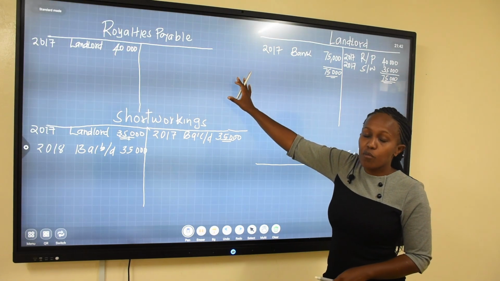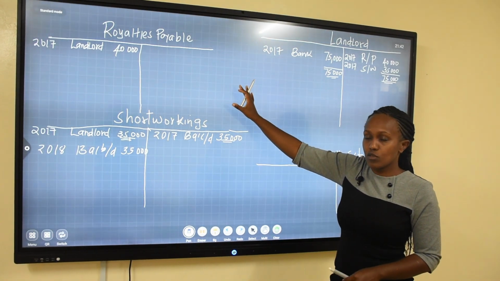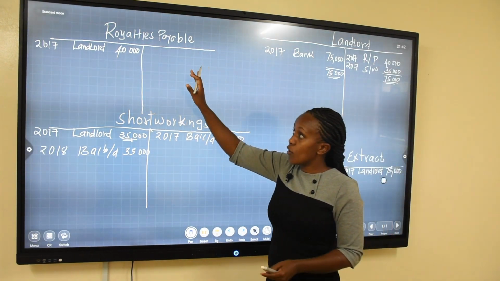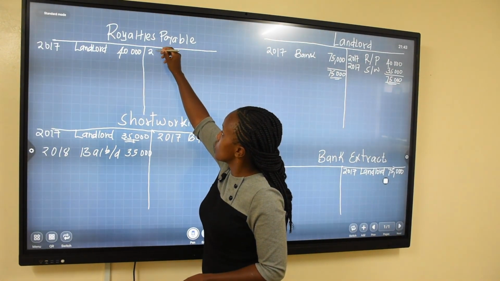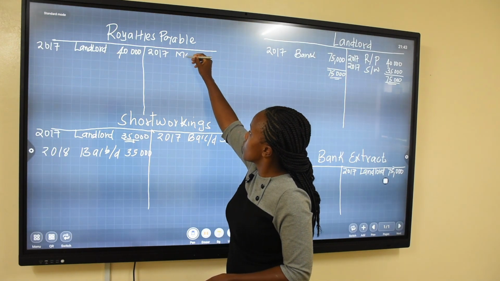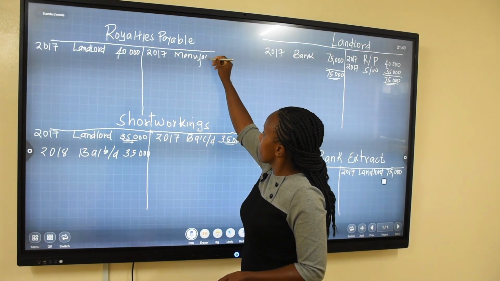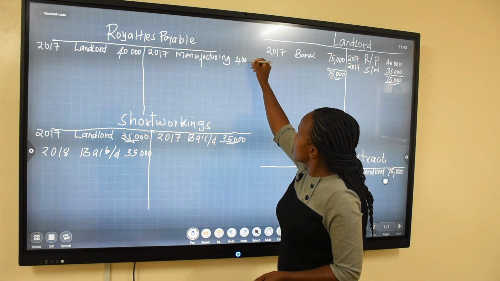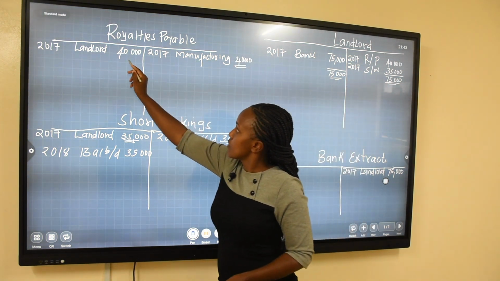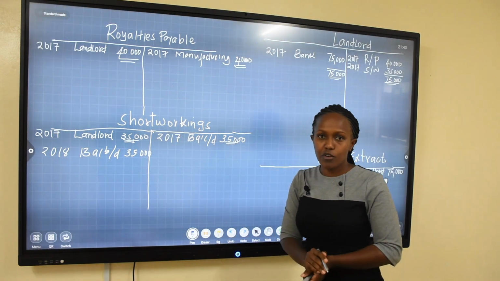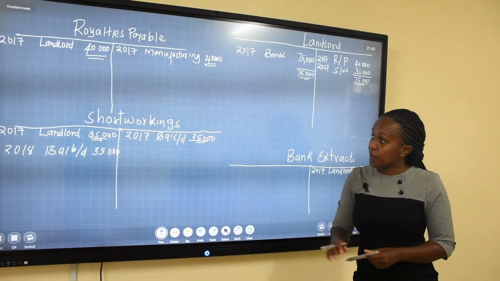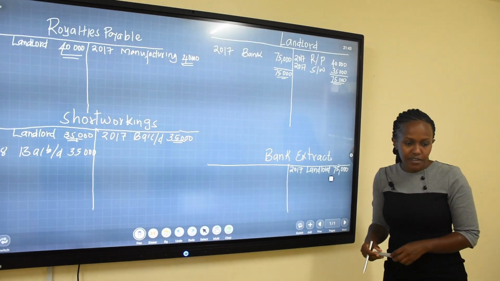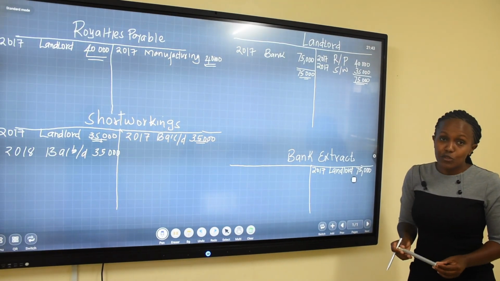For the royalties payable account, we write off this cost to the cost of manufacturing every year. So at the end of the year, we simply write off this account to manufacturing. So in 2017, we are going to write off this to manufacturing. The whole of it, 40,000, is going to be written off to manufacturing account. So we have recorded the first year. That is how our accounts will look like for the first year. We can proceed to the second year.